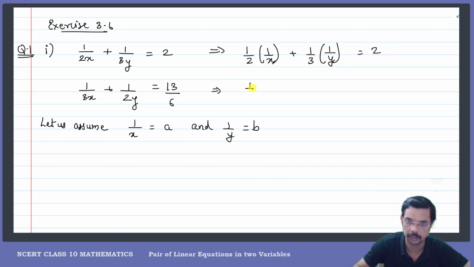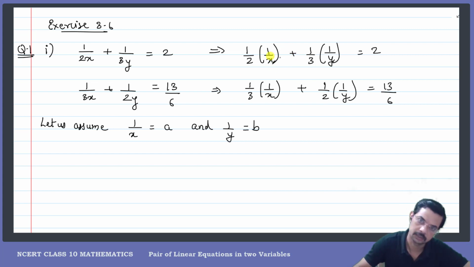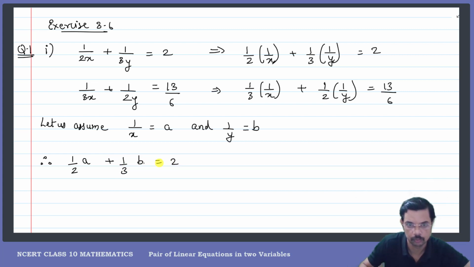Here it becomes 1 by 3 into, I am just separating the x in the denominator, plus 1 by 2 into 1 by y, and that is equal to 13 by 6. In this expression I am going to replace 1 by x by a, and 1 by y by b. So now it becomes 1 by 2 into a plus 1 by 3 into b equal to 2.